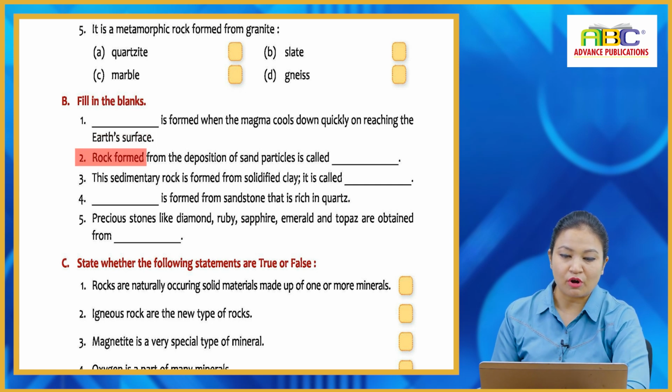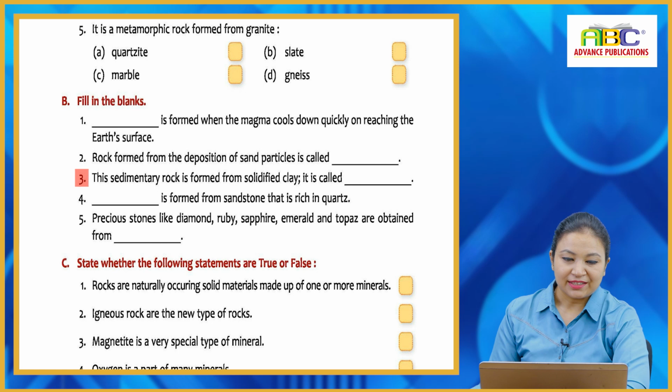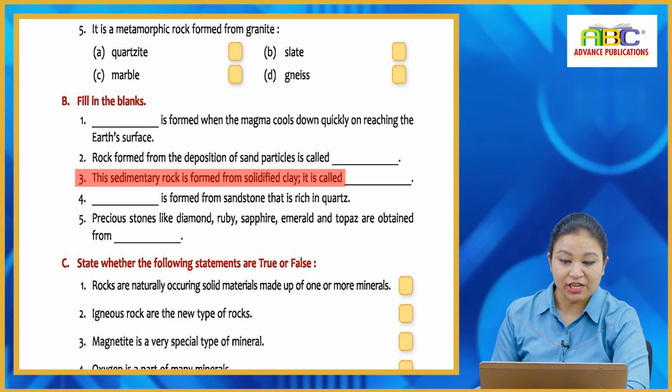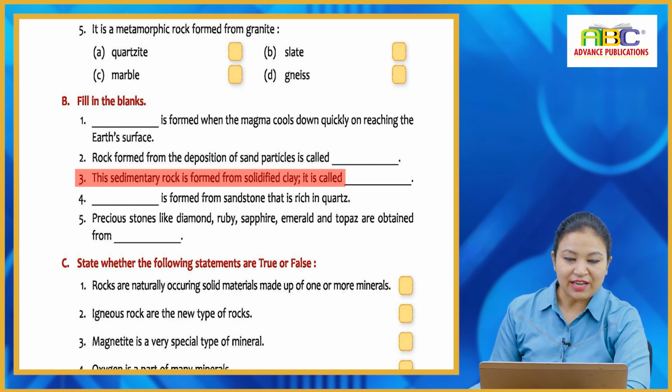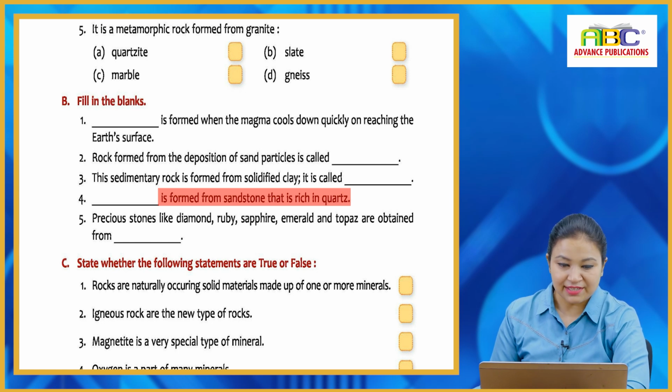Second, rock formed from the deposition of sand particles is called, you will write sedimentary rock here. Third, this sedimentary rock formed from solidified clay is called shale. Fourth, dash is formed from sandstone that is rich in quartz. You will write quartzite here.